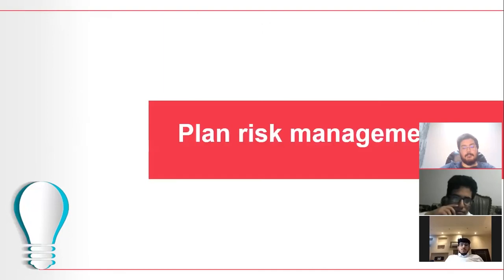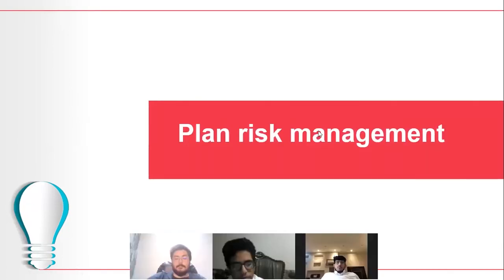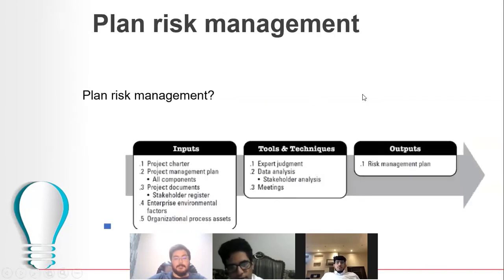Next. Let's talk about plan risk management. Next. Plan risk management is the process of defining how to conduct risk management activities for a project. It ensures that the degree, type, and visibility of risk management are proportionate to both the risk and the importance of the project to the organization and other stakeholders.